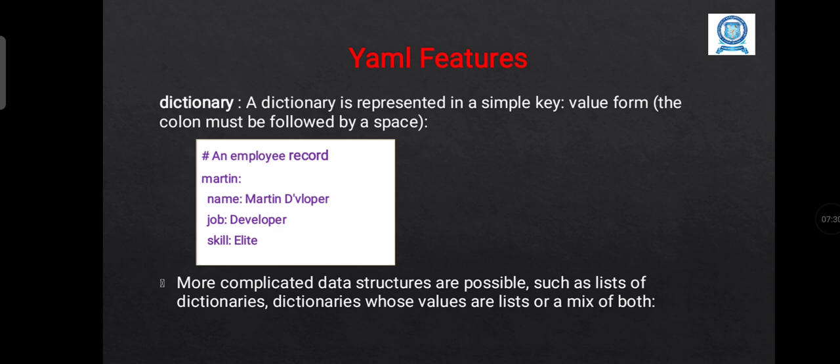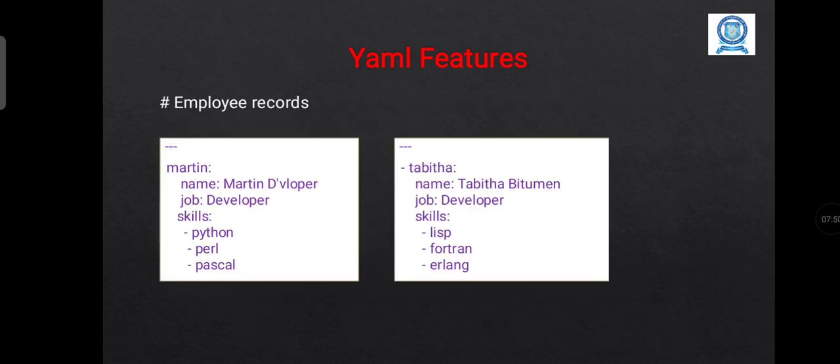Here, Martin is the name of the dictionary having different dictionary items. The name Martin, job developer, skill elite, etc. Also, more complicated data structures are possible, such as a list of dictionaries, dictionaries whose values are lists or a mix of both. Here in the example, employee records. For Martin, initially we are creating a dictionary with items name, job, with the values. Then we are creating a list of skills: Python, Perl, Pascal, etc. So it is also possible in YAML.